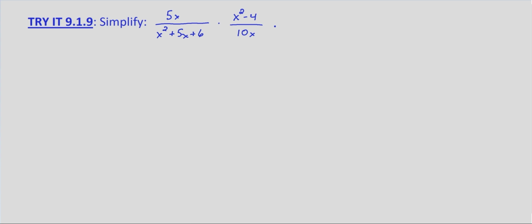terms. So if we look at our first term in our multiplication, we have 5x over x squared plus 5x plus 6. The 5x is already prime. It will not factor.